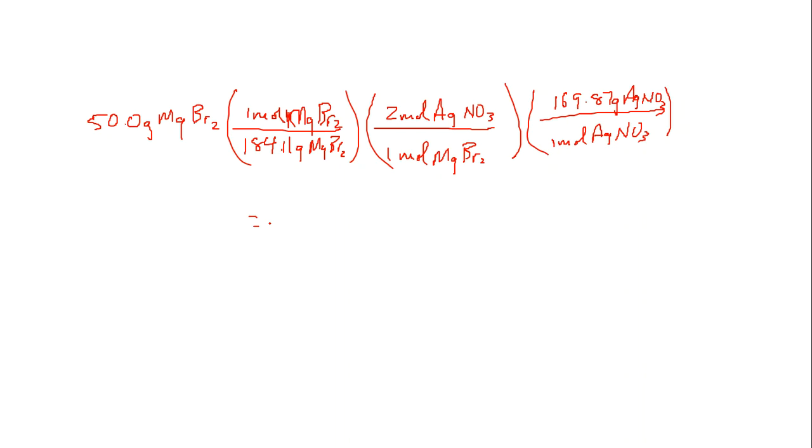So I'm going to use my calculator to work this out. So 50 divided by 184.11 times 2 times 169.87, and that is equal to 92.3 grams of AgNO3. So this is the amount reacted.